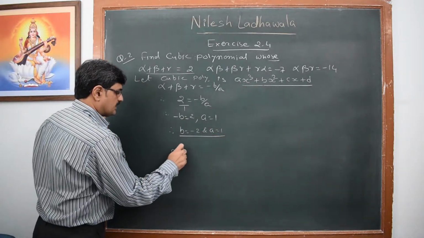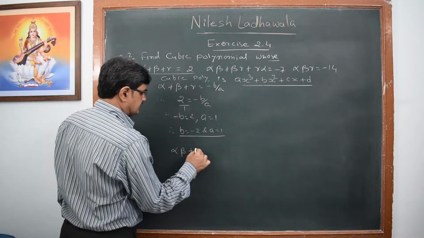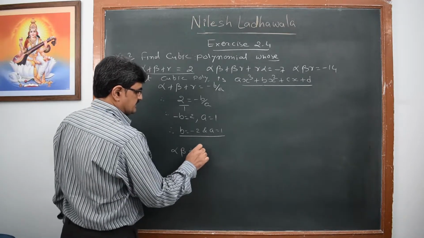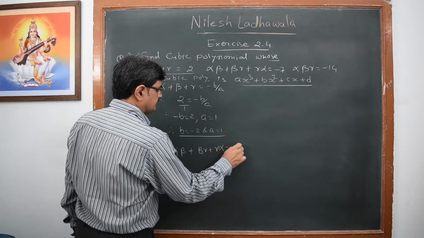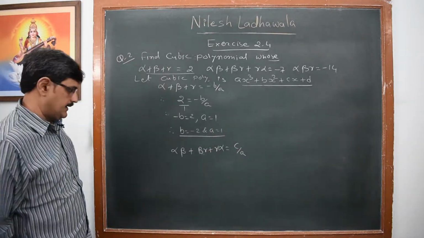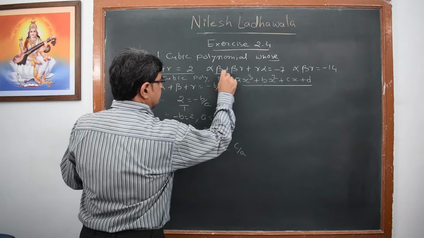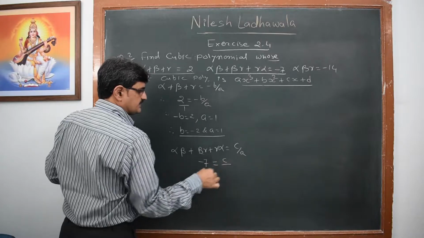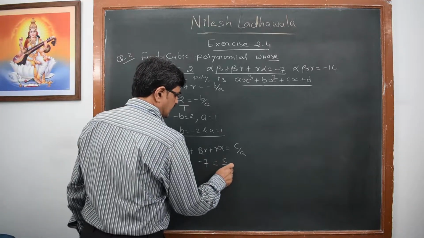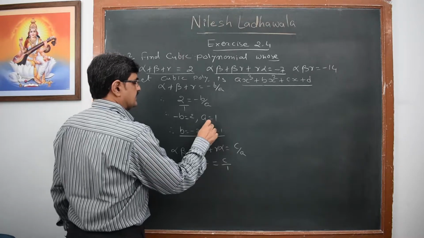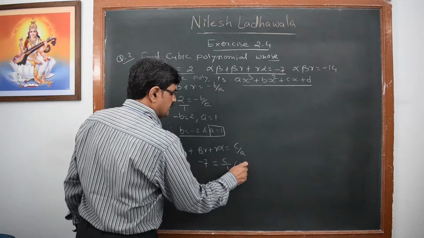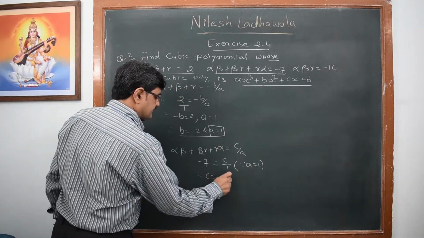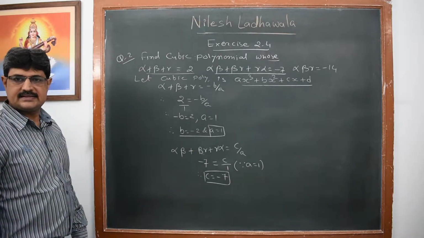Now I will find another constant, that is c. For that I have to apply the formula alpha beta plus beta gamma plus gamma alpha, that is equal to c by a. In place of alpha beta plus beta gamma plus gamma alpha I can write minus 7. In place of c I will write c as it is, and in place of a I can write 1, as I have obtained, because a is equal to 1. So I have the value of c, that is minus 7.